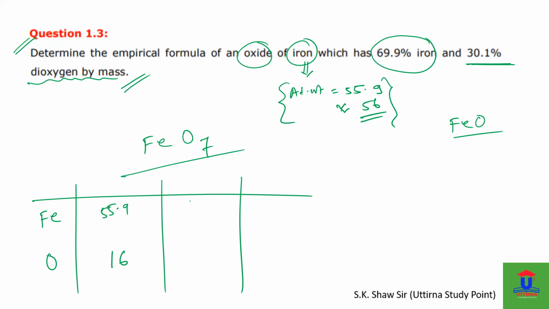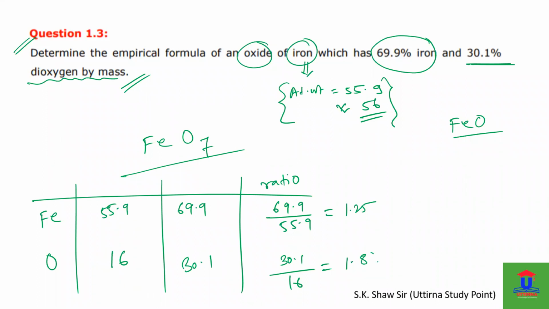Okay. Next is your atomic ratio, or number percent, relative moles. Sorry, percentage. The percentages given are 69.9 and 30.1. Next is the ratio. It is 69.9 divided by 55.9, and this is 30.1 by 16. So how much is this one? First one is approximately 1.25, right? And this is 1.88, right?